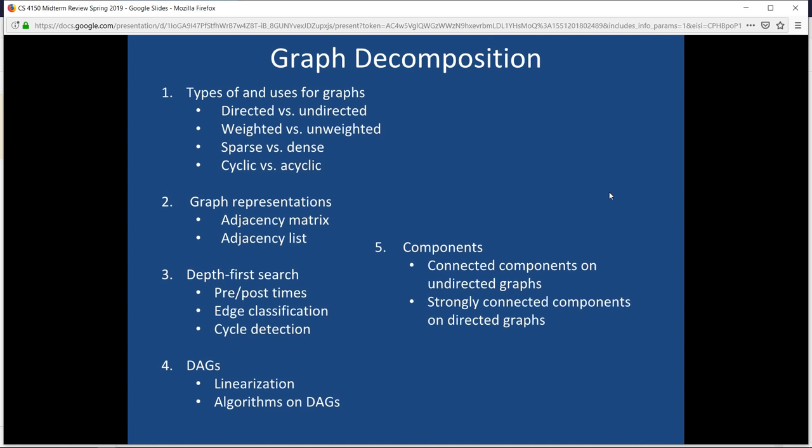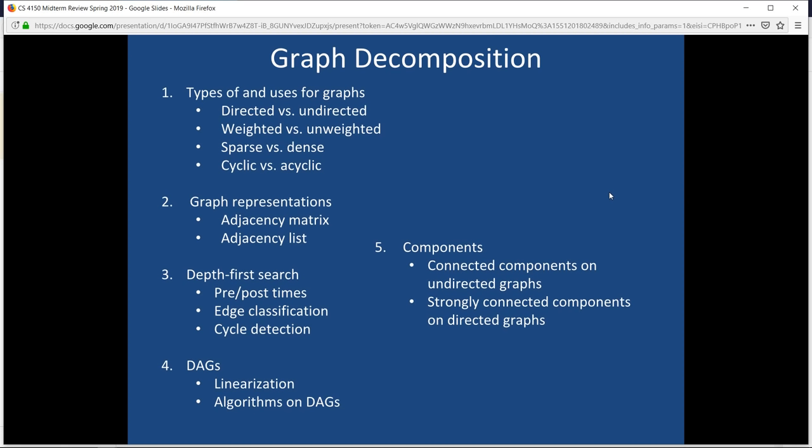Depth-first search you're interested in for various reasons, not so much to find paths, but to find out pre and post times, or to classify edges into back edges and forward edges and such, or to detect cycles. We talked about DAGs. And if you don't remember anything else in the whole semester, just remember that almost always, what's the first step in a DAG algorithm? Topological sort, or linearization, a synonym. And we looked at algorithms on DAGs.